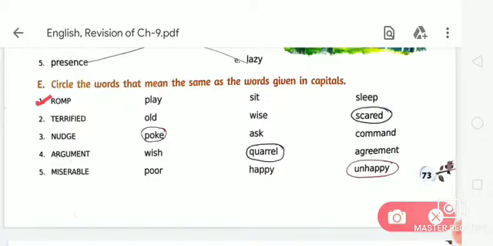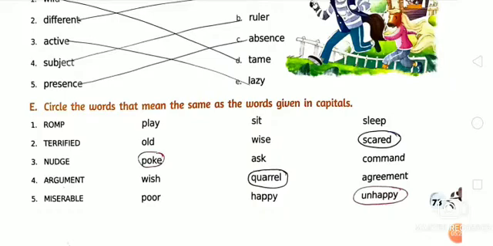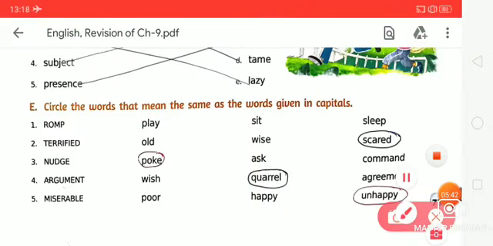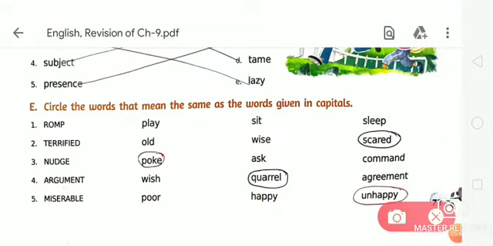Okay, so we will choose the correct words that have the same meaning, according to the words given in capitals. So it is romp, and the same word as romp will be play. So we will circle the given word play. Here are the three words: first is play, second is sit, and third is slay. So romp means play, so we will circle the word play.